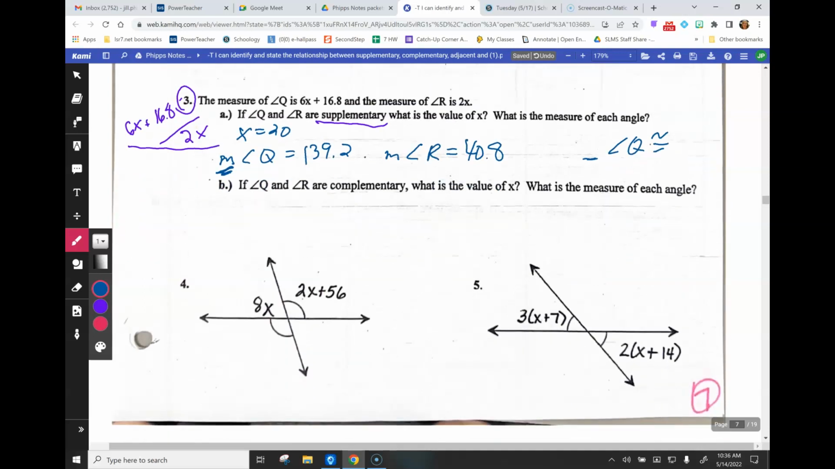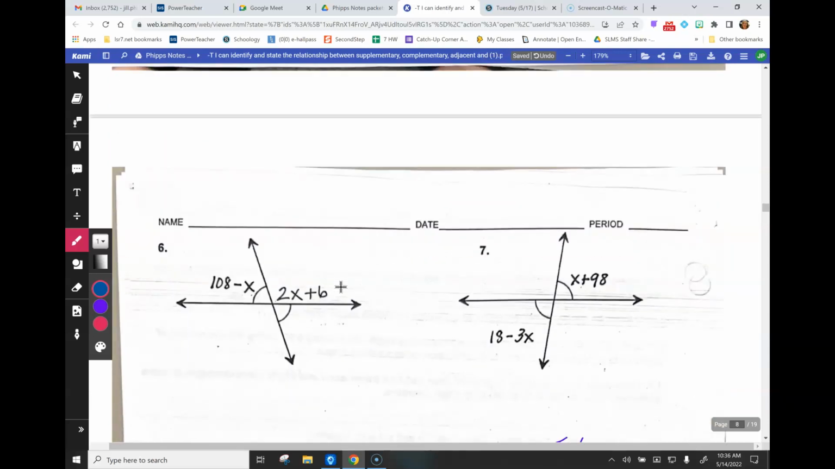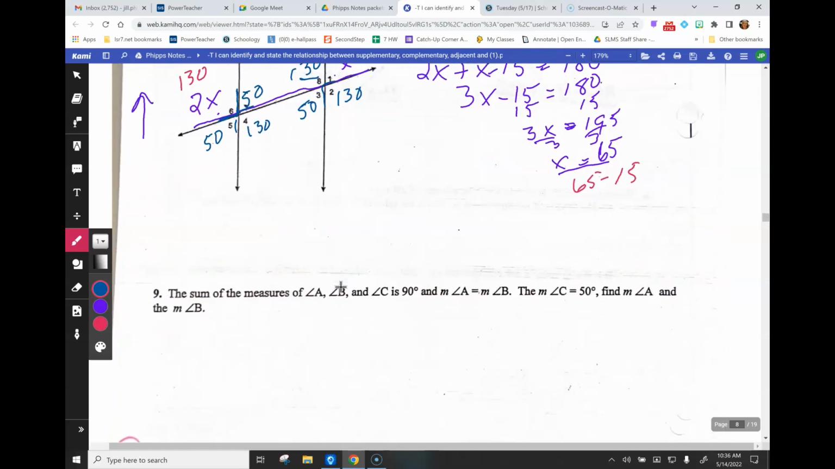Okay, number 4, these are supplementary angles. I found out that x was equal to 12.4, and if I'm wrong, ask me in class. And so I got that this angle was 99.2, so therefore this angle is 80.8. And on 5, they're vertical angles, so I found out that x was equal to, what was x? 7. So therefore, my angles are 42. Okay? So I just want to get you an idea of how they are. Make sure that you know how to set up the equations for it, and I know you know how to solve equations, so I'm not going to go over that.